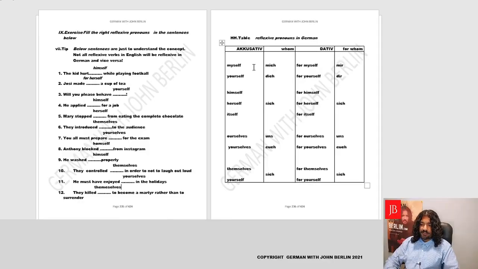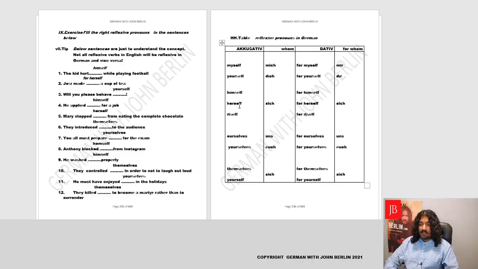So basically, first we'll be looking at the accusative: myself, yourself, himself, herself, itself, ourselves, yourselves, themselves. And also we'll be looking at yourself, that is mostly formal. So we'll have one yourself, which is informal, yourselves, which is plural, and yourself, which is formal. Let's find out. So myself in German would be mich, just like the personal pronoun mich. Yourself would be dich, just like the personal pronoun in accusative. So just like the same, mich, dich.